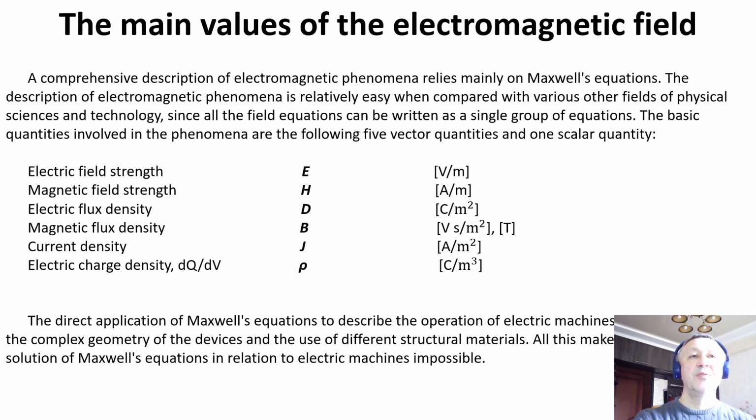The direct application of Maxwell equations to describe the operation of electrical machines is impossible due to the complex geometry of the devices and the use of different structural materials. All this makes an exact analytical solution of Maxwell equations in relation to electrical machines impossible.